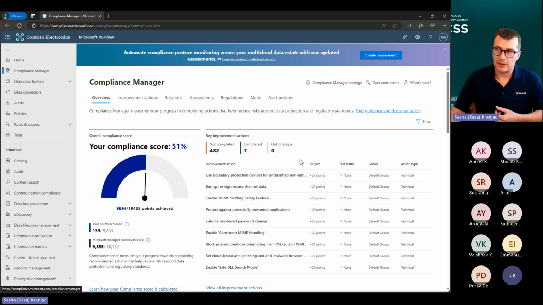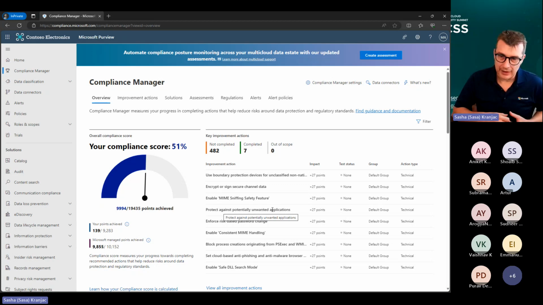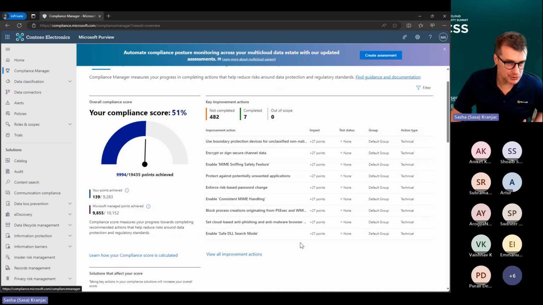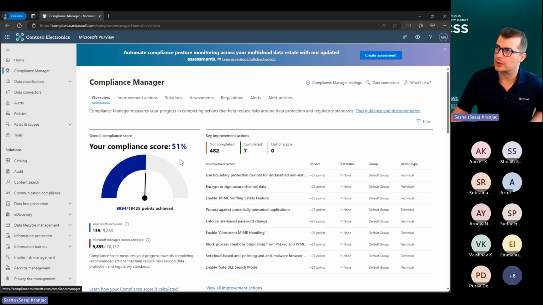So what will be the biggest gain in less time, or which will be the biggest gain to address when we address these things? What will bring the biggest gain to us? For example, encrypting or signing data, or creating boundary protections, or protecting against potential malicious applications. It will significantly increase our governance, security, compliance, compared to some others, for example, that have a lower score, that are not as important as these. So this is an extremely important part to go through and to look at.